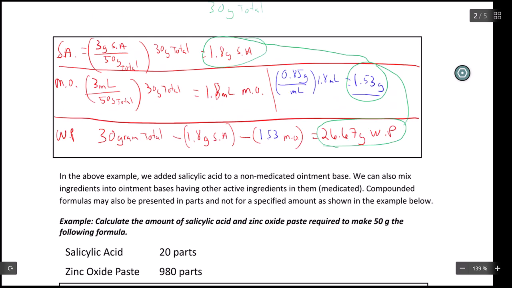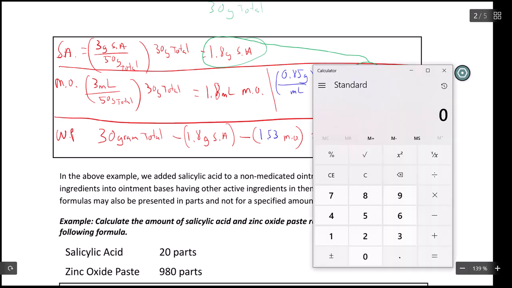And you can also get the concentration of that, right? In our final preparation, you know that there's this amount of drug in 30 grams. You can get the concentration of that, right? It's not asked, but if 1.8 grams of salicylic acid is in 30 grams, how much is in 100 grams? We've got 6. So this is a 6% salicylic acid. That's like the one in the picture that I just showed you.